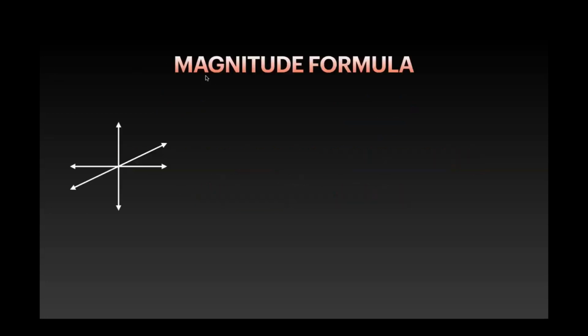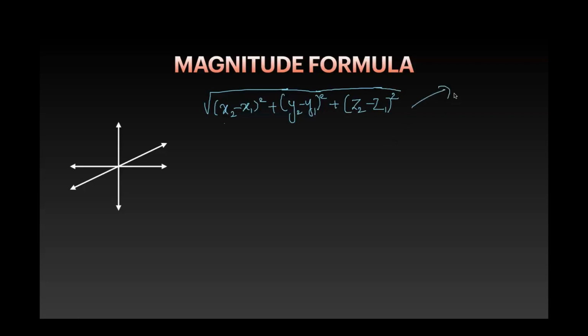Let us first see the formula. Before going to the magnitude formula, all of you know the distance between two points from 2D geometry, which is the root of (x2 minus x1) whole square plus (y2 minus y1) whole square. In 3D geometry, you are going to add (z2 minus z1) whole square. That's it. This is the distance.